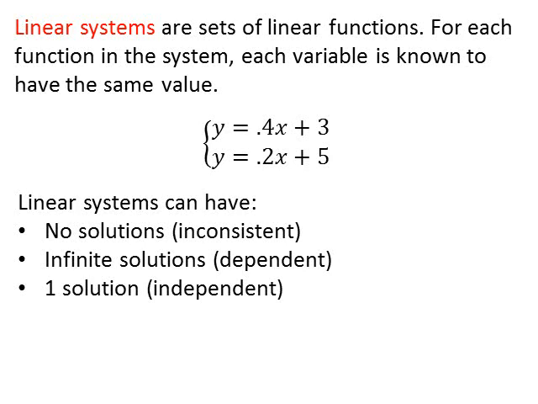Now there are 3 possible outcomes of a system of equations. Potentially they could have no solutions. There's no X and Y that's the same in both equations that makes both equations true. Or it could be infinite solutions. There's an infinite number of X's and Y's that you could put in that makes both of those true. If it's no solutions, we say it's inconsistent. If there's infinite solutions, we say it's dependent. And if there's only one solution, only one X and Y that work in both of the equations, then we say that it is independent.